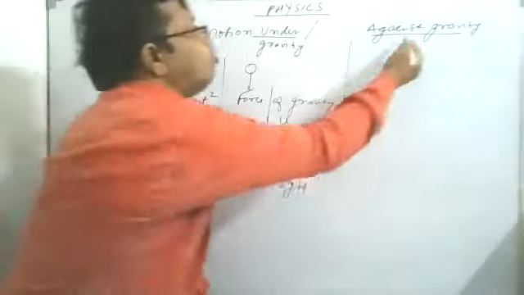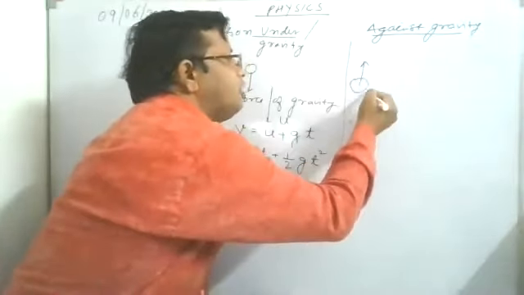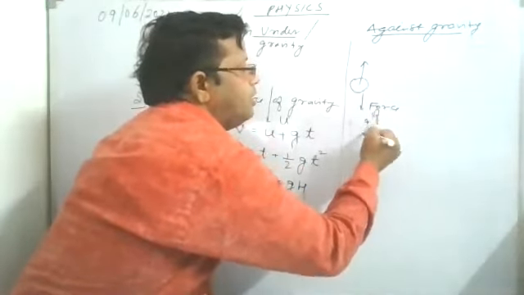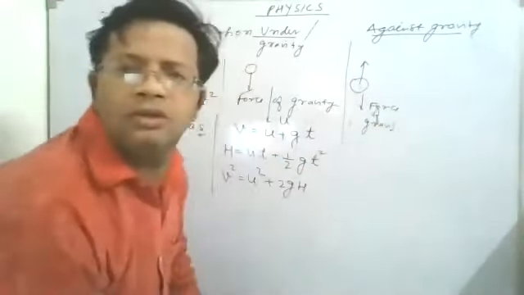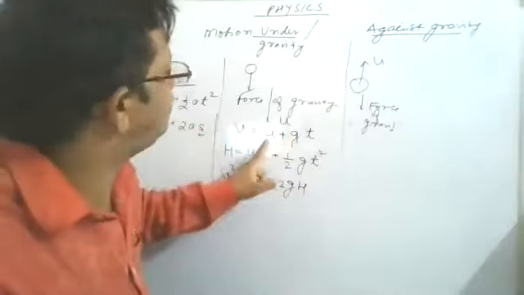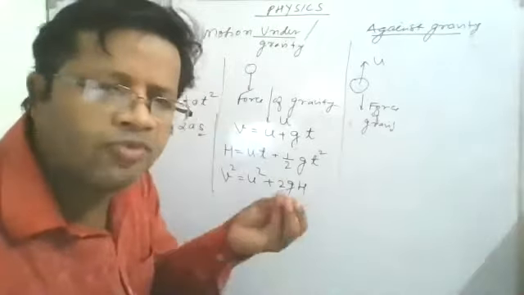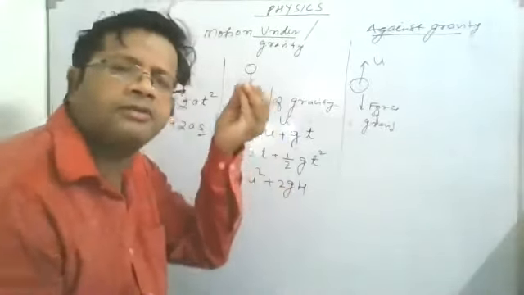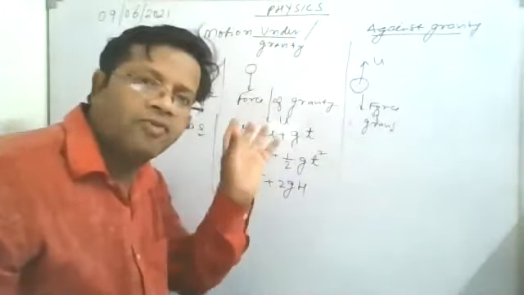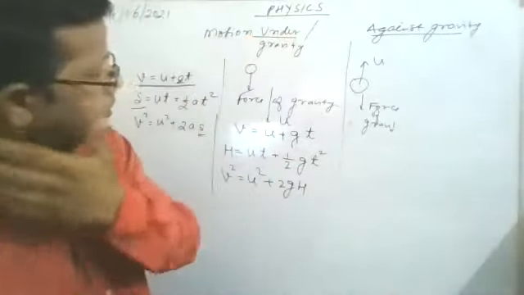Now, motion against gravity. If you throw any body in a vertically upward direction, the force of gravity is acting vertically downward, while the initial velocity is upward. Why acceleration? Because of the force. As we throw any body vertically upward, does the velocity of the body go on increasing or decreasing? Decreasing. When we throw any body vertically upward, the velocity of the body goes on decreasing. Why?